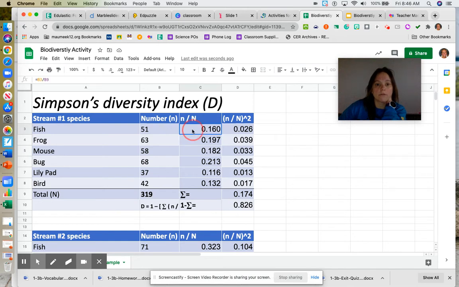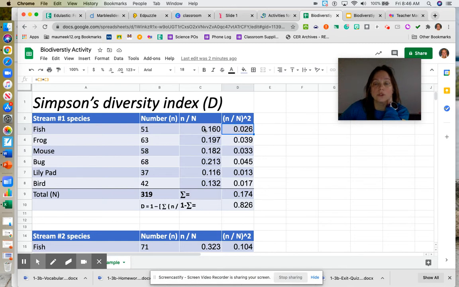So for this cell that I've highlighted, C3, you're going to take 51 and divide it by 319. You'll continue on down. It'll be 63 divided by 319. You'll do that for each one of these cells in column C. So then you'll come over to column D. We've already calculated lowercase n divided by N. That's right here in column C.